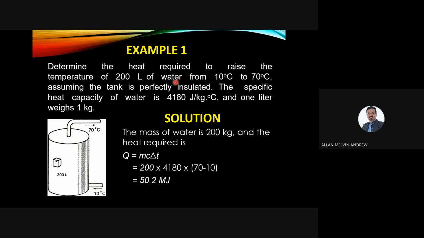All the information is given. Here they say 1 liter is 1 kg, and we have 200 liters inside, so the mass of water is 200 kg. We apply the formula Q equals mc change in T. M is 200, C is given as 4180, and change in T is 70 minus 10. So the heat required is 50.2 megajoules.